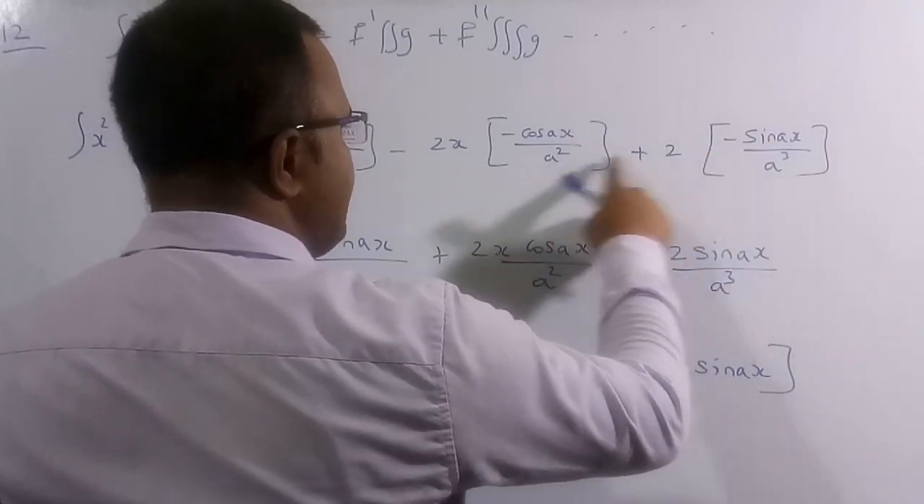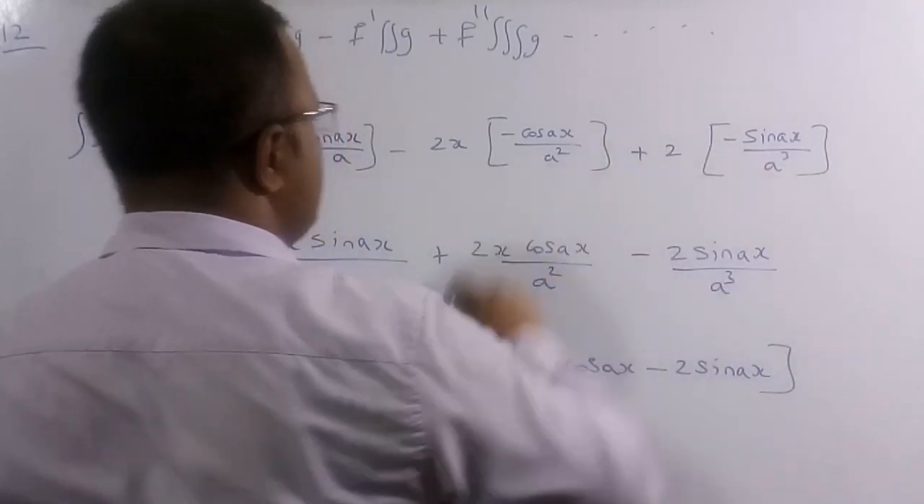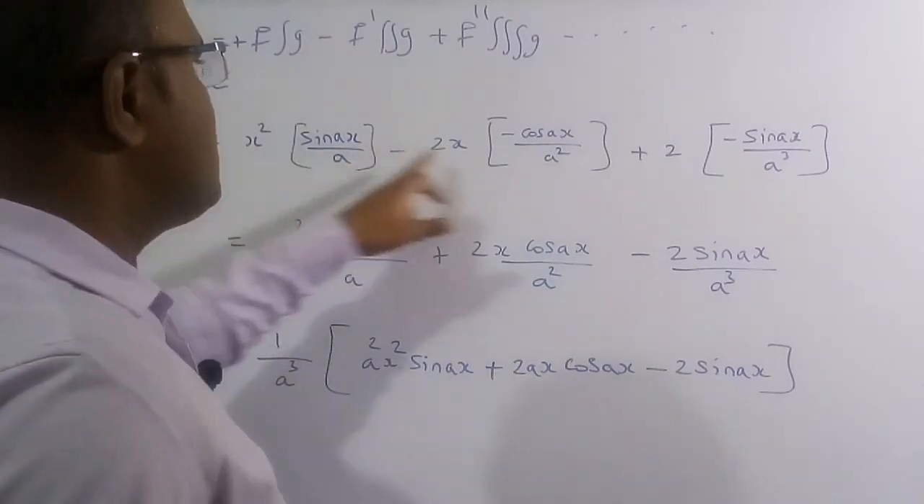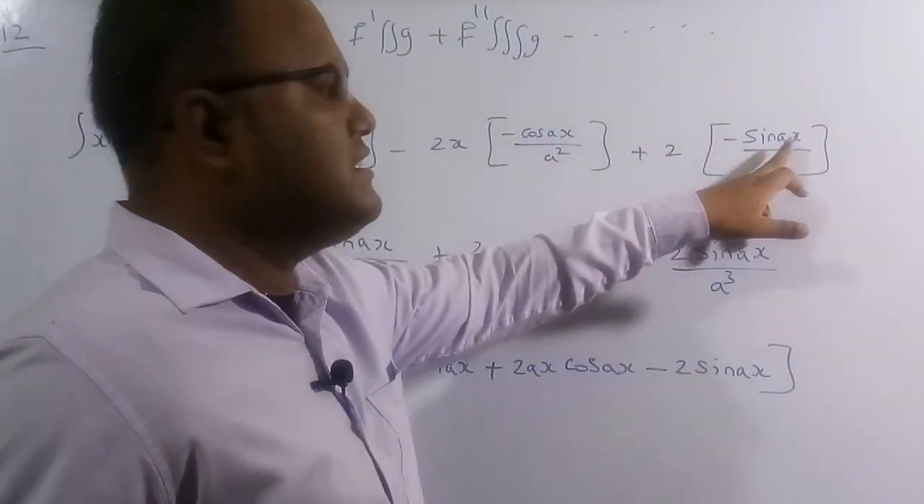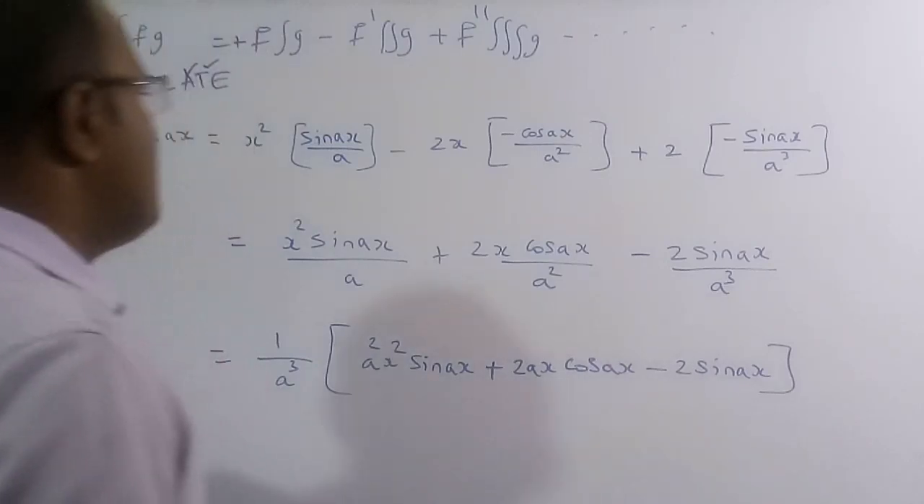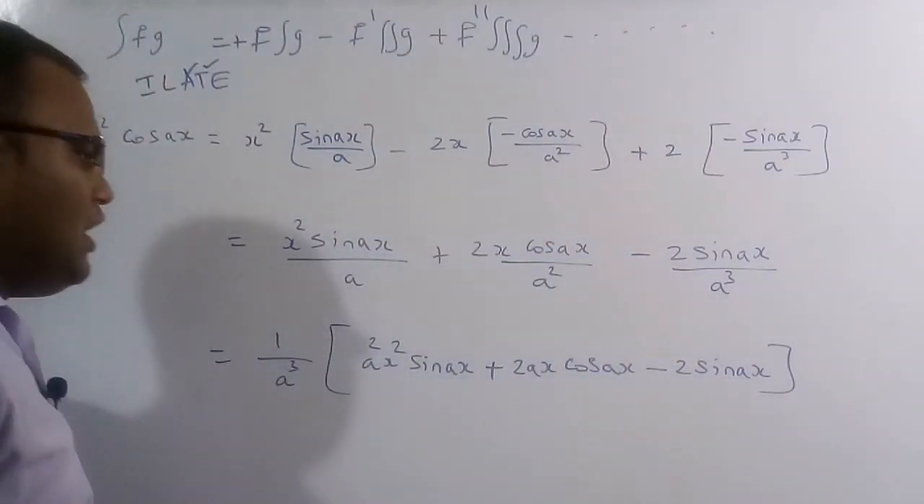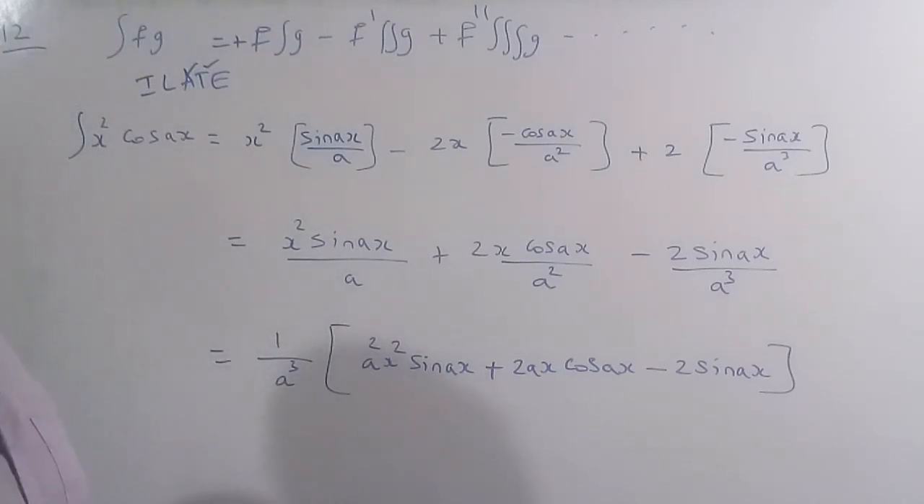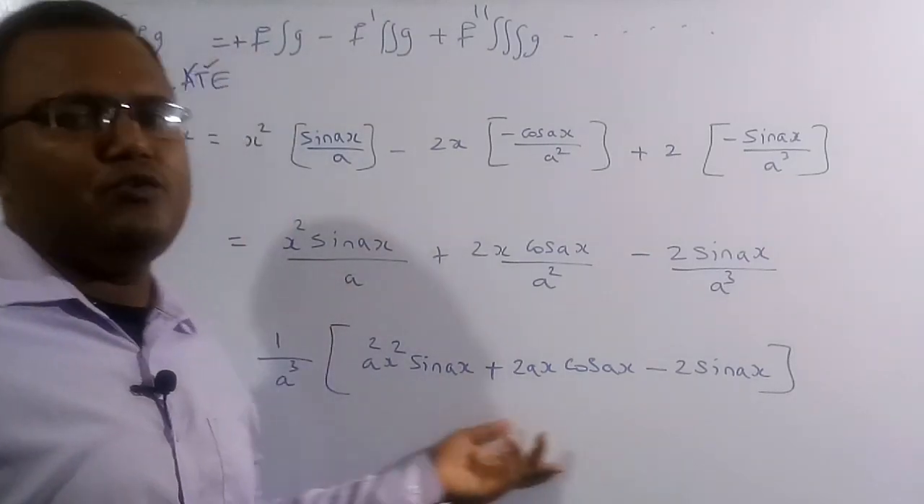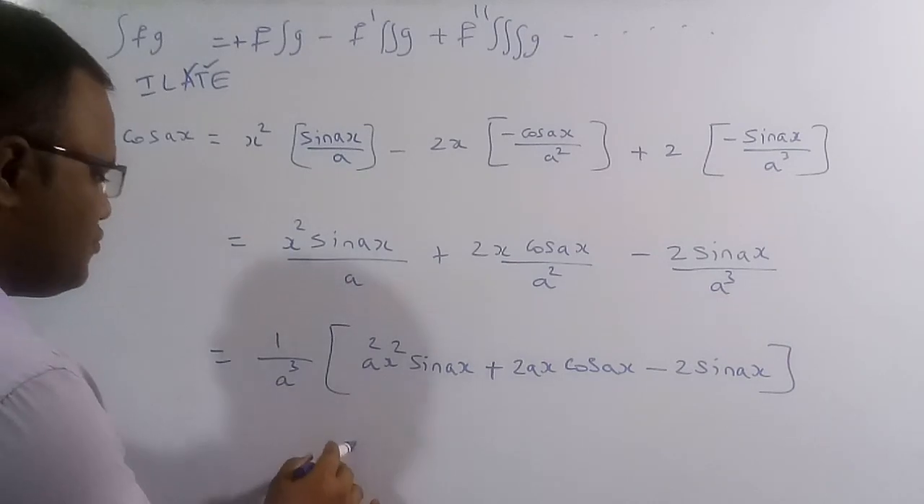So a square into a becomes a cube. Minus is minus. Integration of sin ax is cos ax, integration of cos ax is sin ax, by a also it will be there. After solving this, we are going to get it in this manner. Now I am going to take 1 by a cube as common, and then this is the equation which we get. So this is the correct solution of this question.